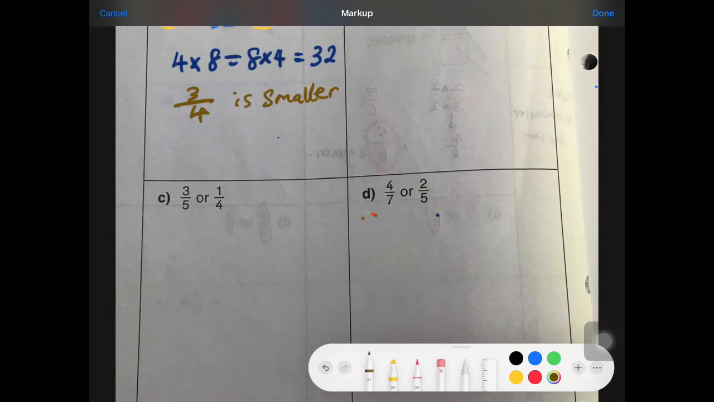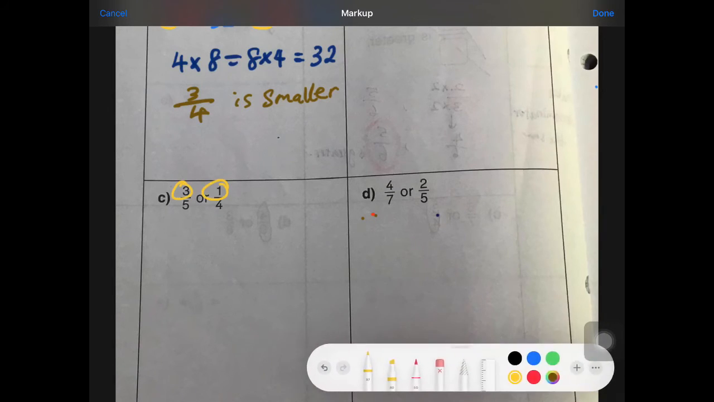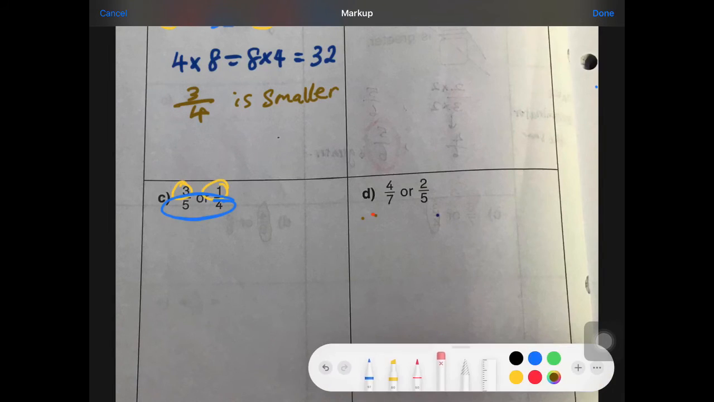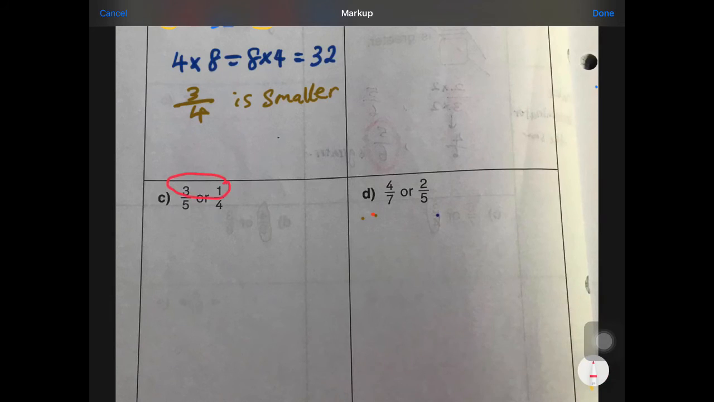Okay, next: 3/5 or 1/4. Let's look at the numerator. 3 and 1. Are they the same? No. Then let's look at the denominator. Are they the same? No. They are all not the same. So you need to make them the same. Make the denominator the same, or you can make the numerator the same because 1 and 3 is easy. Yeah, 3 times table, right? I can keep the 1/4. I can keep the 3/5.